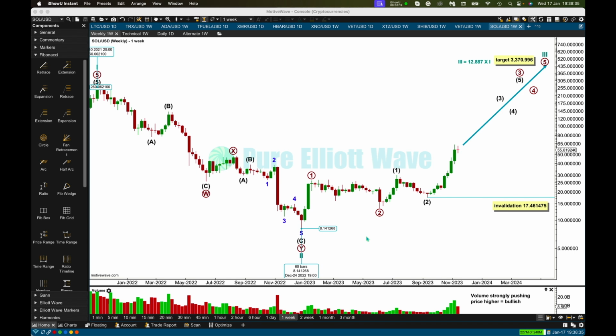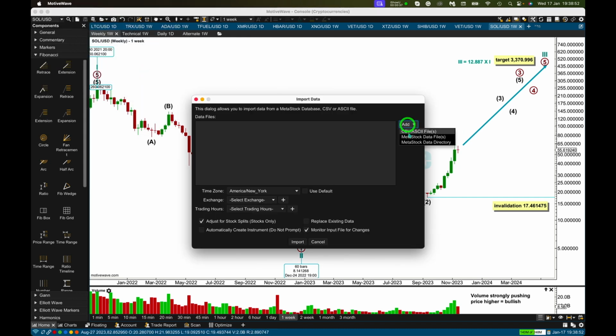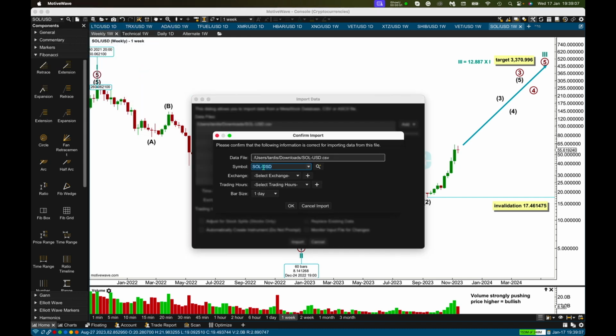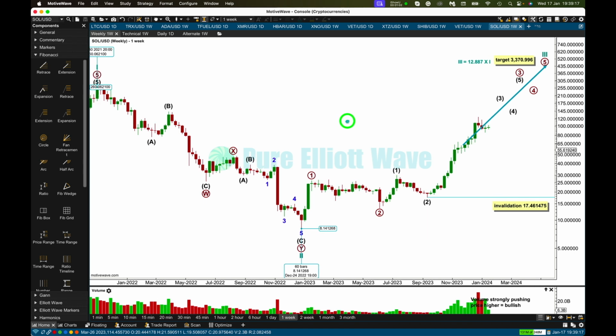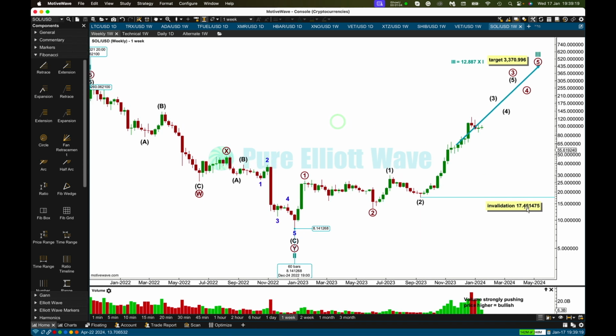My Cryptocompare connection to MotiveWave doesn't provide data for Solana, so I have to import it manually. I've already downloaded the file from Yahoo Finance, that's where I'm getting this data from. I just have to make sure that the symbol here is exactly the same as the symbol up here. So backslash, not a dash. And there we go, it's doing exactly as I expected, and it's doing it really well. Go Solana. No wonder you guys wanted me to update that.